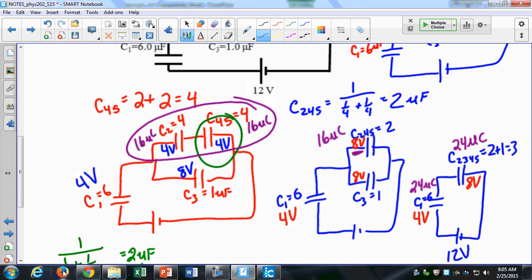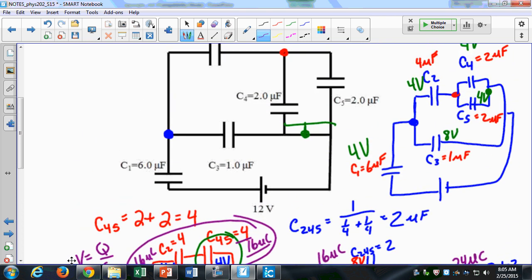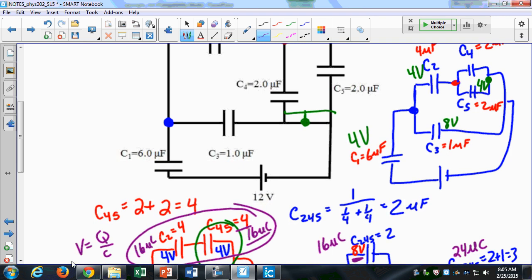All right, so now that I know the charge and the capacitance, I can find the voltage, which is Q over C. 16 over 4, 16 over 4, which is 4 volts. All right, and then that's the end. Everything else sort of carries out the rest.